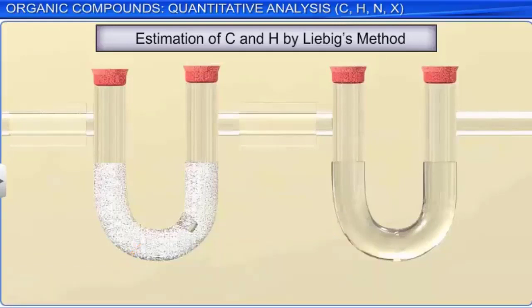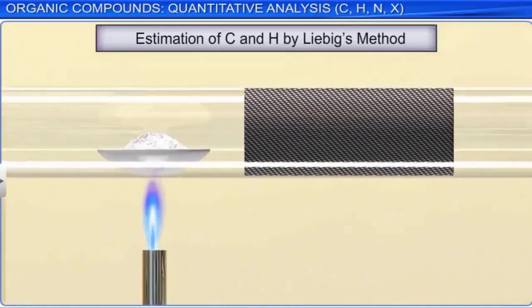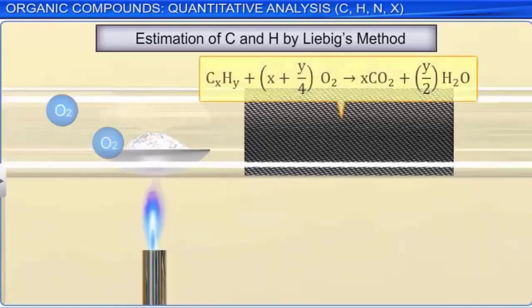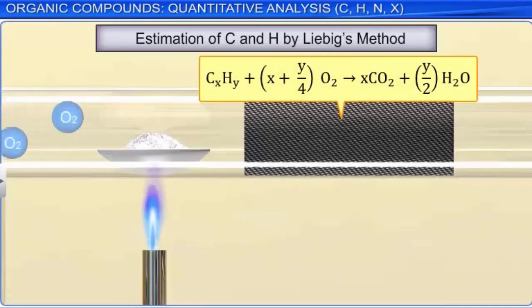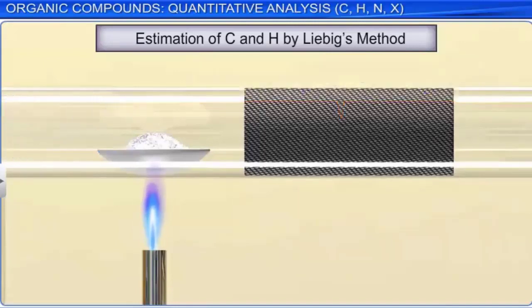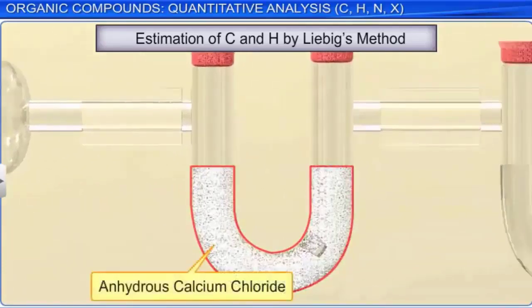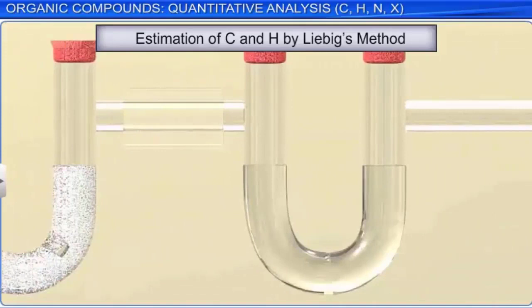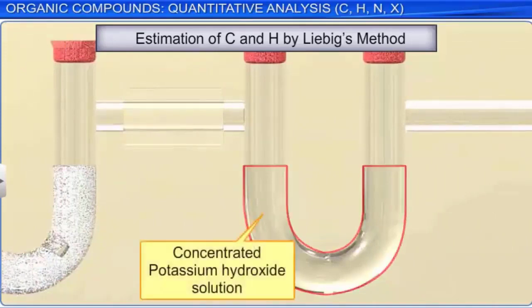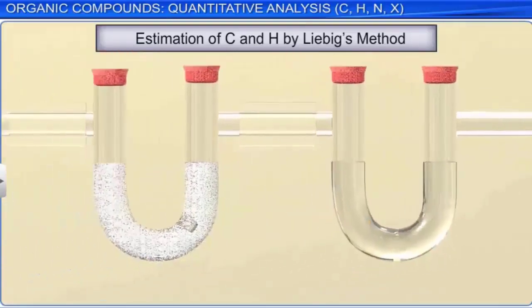Now, the combustion tube, along with the boat placed in it, is heated and pure oxygen is passed through it. As a result of combustion, carbon dioxide and water are formed. Water in the mixture is absorbed in the U-tube containing anhydrous calcium chloride, and carbon dioxide is absorbed in another U-tube containing concentrated solution of potassium hydroxide. The U-tubes are weighed again after this absorption.